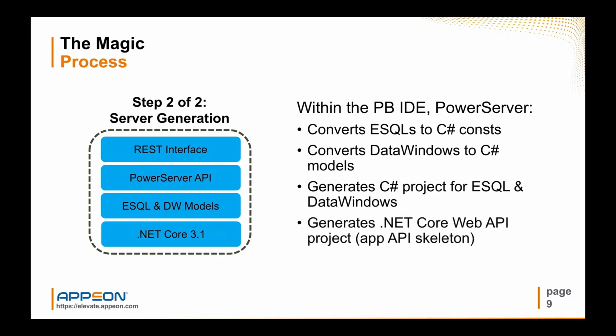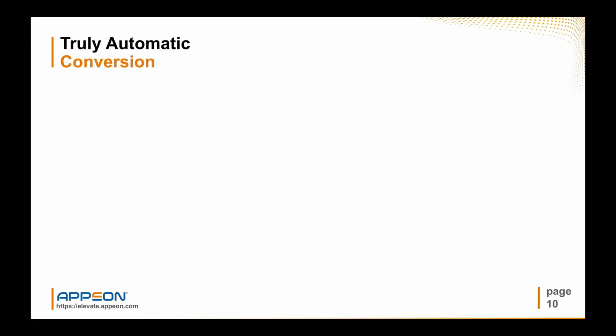Okay? And then it's going to generate a skeleton of a .NET Core Web API project. So basically, this is like the REST interface to the embedded SQLs and your .NET data stores, or your converted DataWindows. Okay? And all of this is open, so you're able to edit it. You could add your own security to the REST API or extend it. So it's really up to you what you want to do with that.